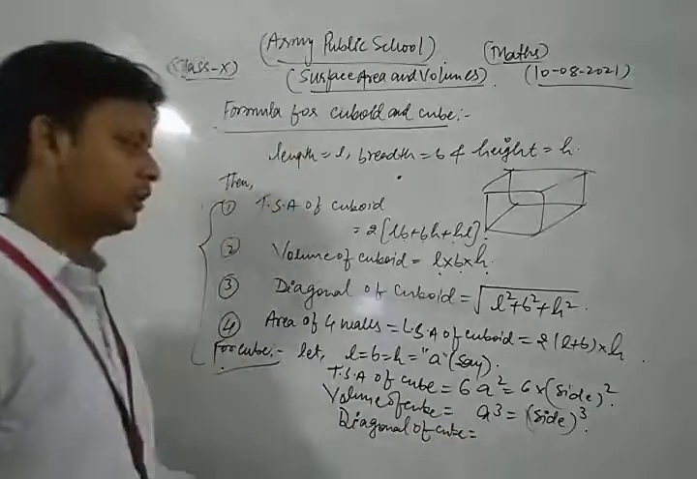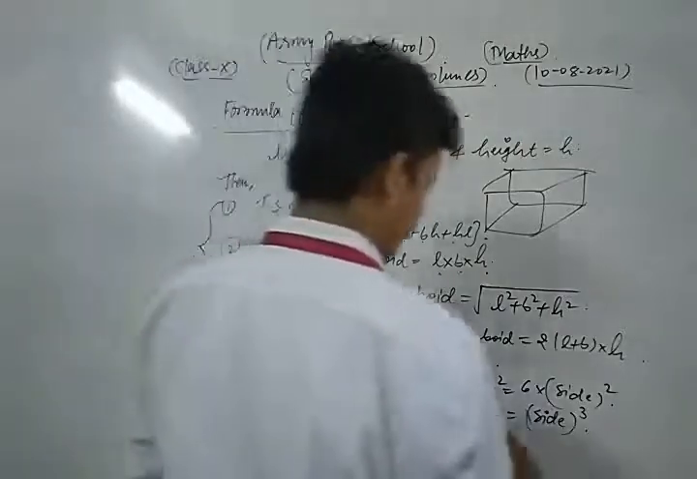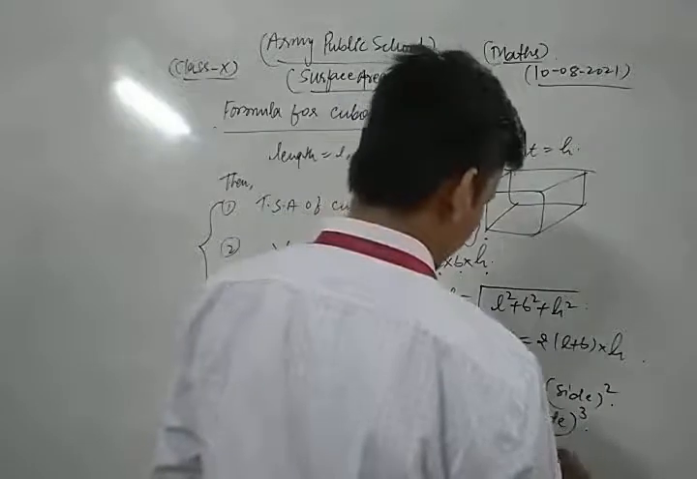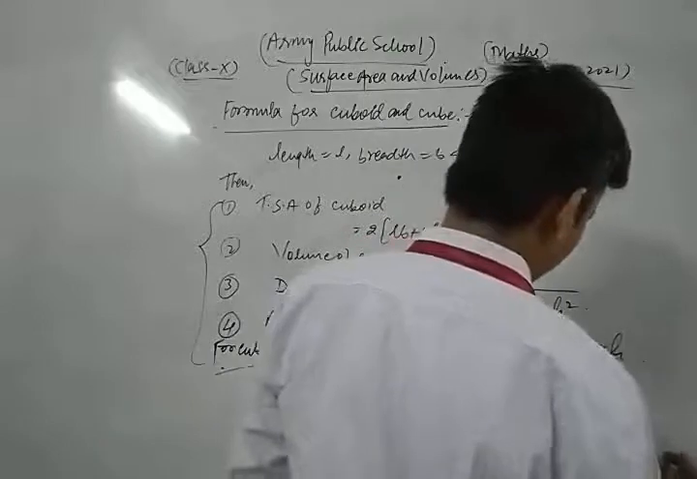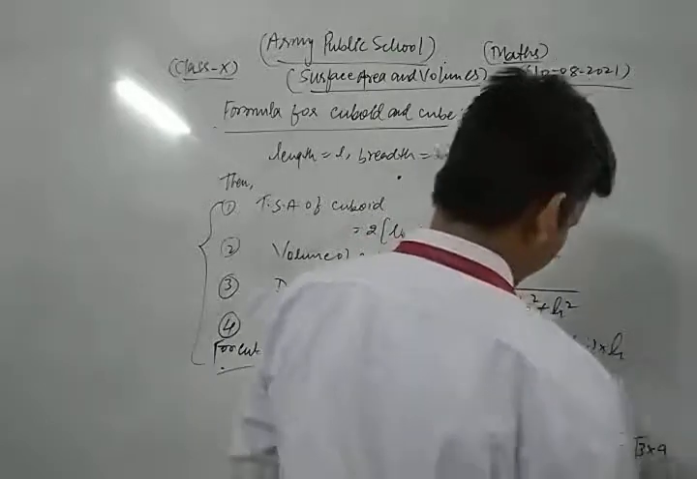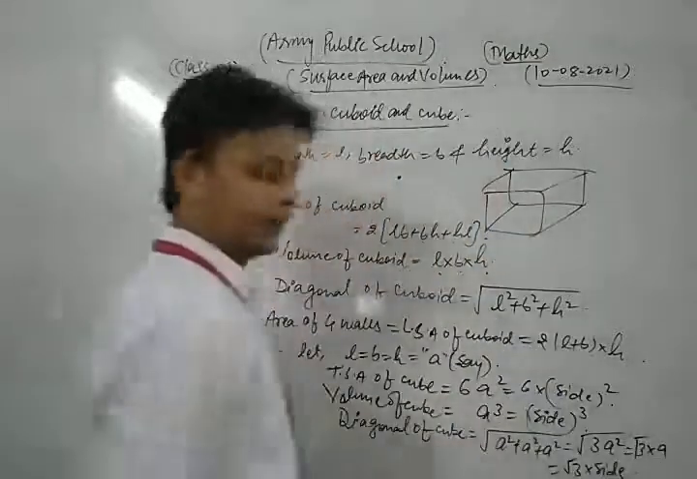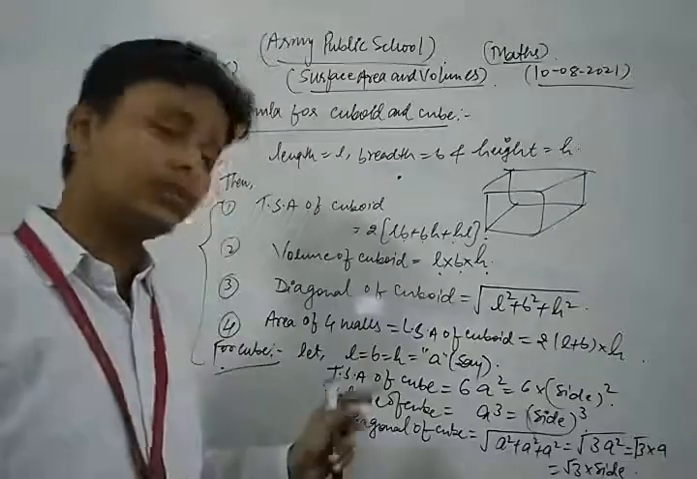Diagonal of cube is under root L square plus B square plus H square. So that is A square plus A square plus A square, which means under root 3A square, which means under root 3 into A, that is, under root 3 into side. Under root 3 into side is the formula for diagonal of cube.